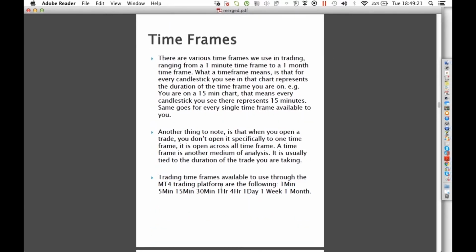All right, now time frames, which we said we'd get to. There are various time frames we use when trading, ranging from a 1 minute time frame to a 1 month time frame. What time frame means is that every candlestick you see represents the duration of the time frame you're on. For example, you're on a 15-minute chart. That means every candlestick you see there represents 15 minutes. Same goes for every single time frame available to you.